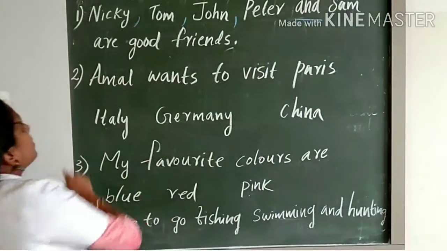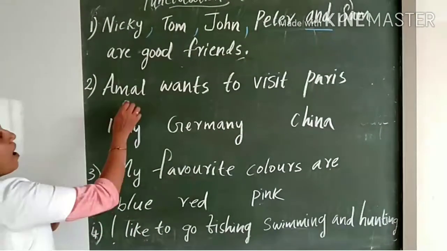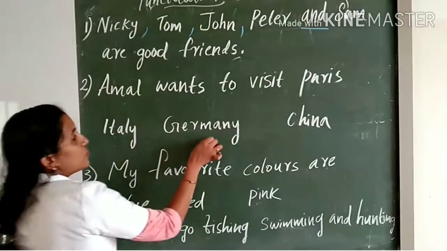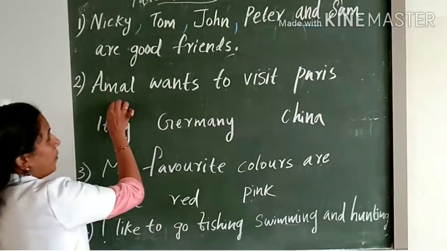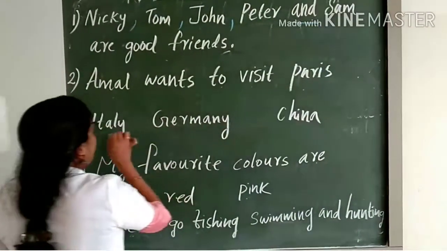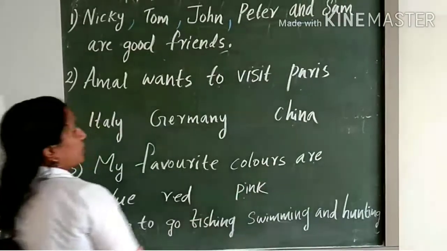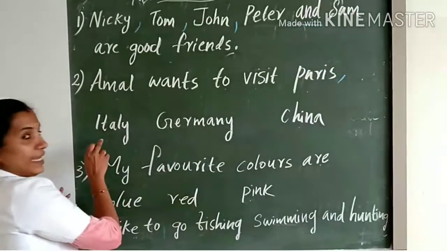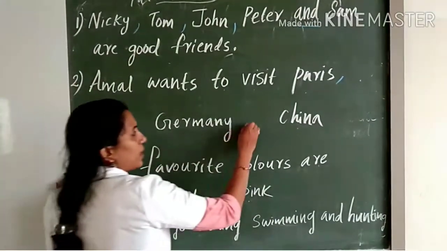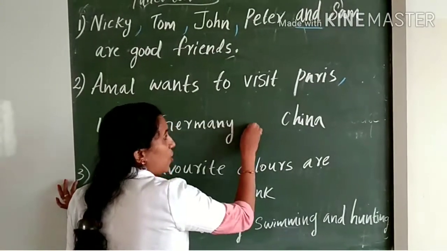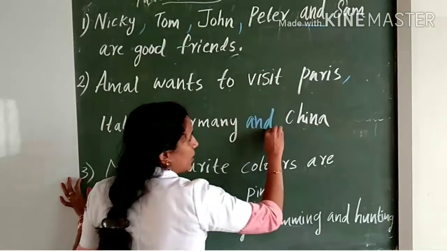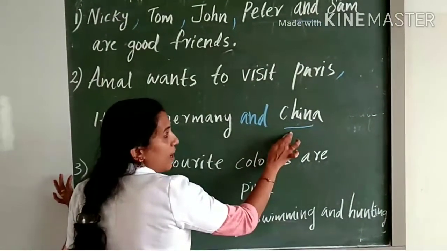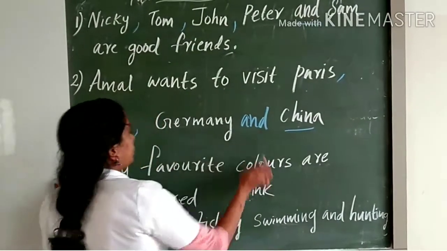The second sentence: Amal wants to visit Paris, Italy, Germany, China. Here, Amal wants to visit Paris, comma, Italy, comma, Germany. Is it comma? No, here we use and because China is the last one in the sentence. So, before the last item, we use and.